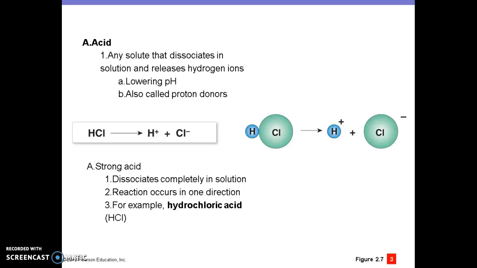An acid is anything that dissociates in solution, releasing hydrogen ions. Here we have hydrochloric acid, which is a very strong acid in our stomach. It is a strong acid because when in water, it completely dissociates to the hydrogen ion and the chloride ion. Acids lower pH, they release hydrogen ions or protons, so they may be called proton donors.